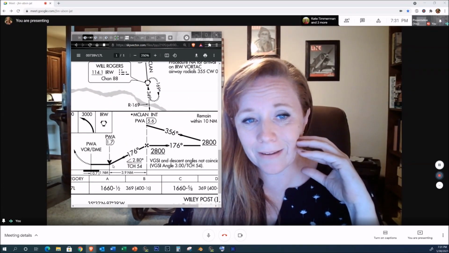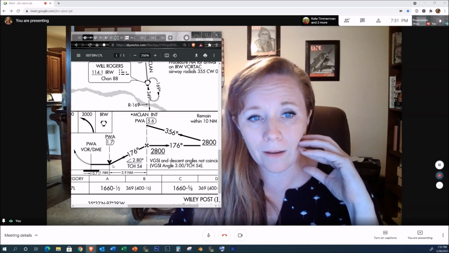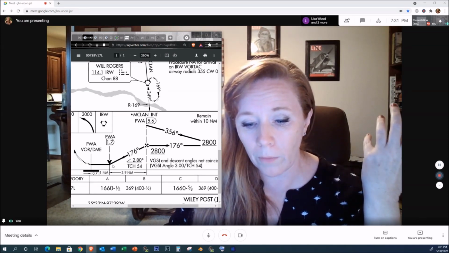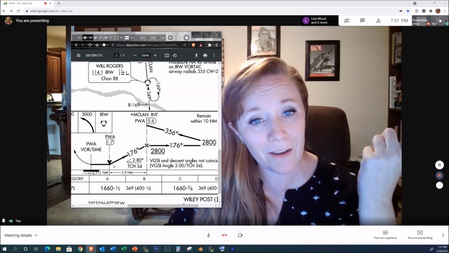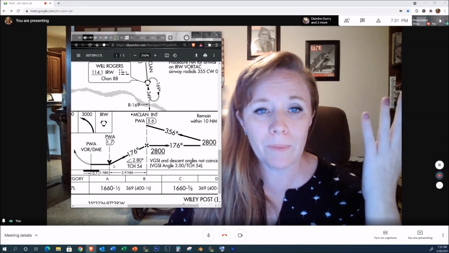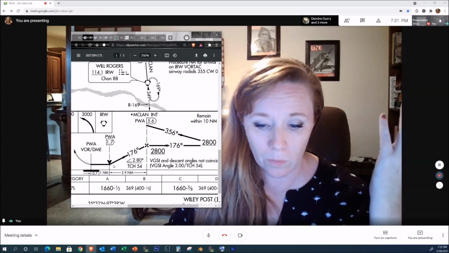If you stay at 1660, you're not going to hit anything. Okay, that's why you don't go below it unless you have visual. But once you have visual, you have to stay visual, and you still have to be able to avoid anything that's in the way.